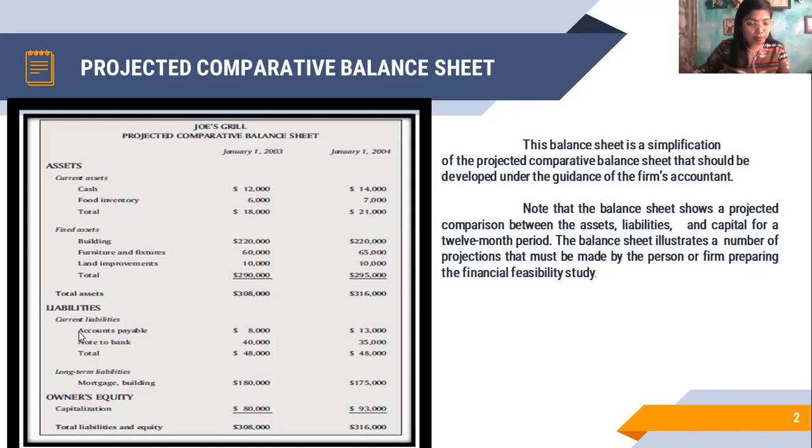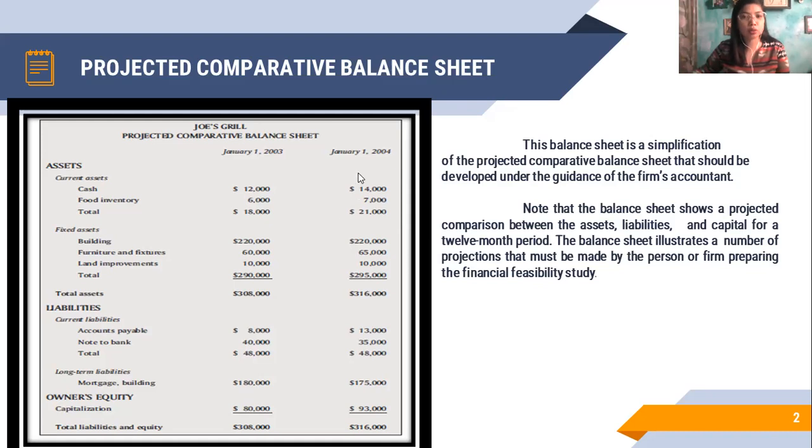So you have the liabilities total, the long-term liabilities, and then the mortgage. Sorry, the owner's equity. So you have the total here. This should be balanced with these assets and then the liabilities.